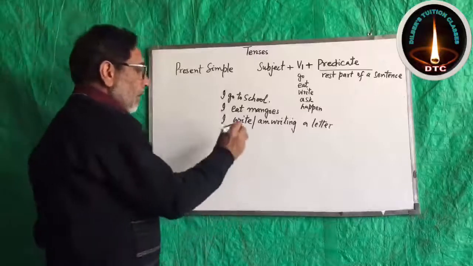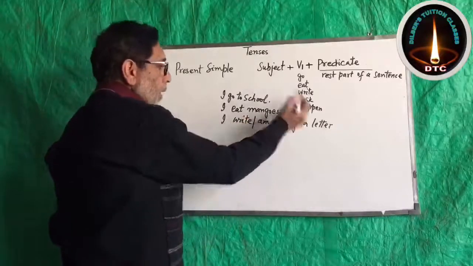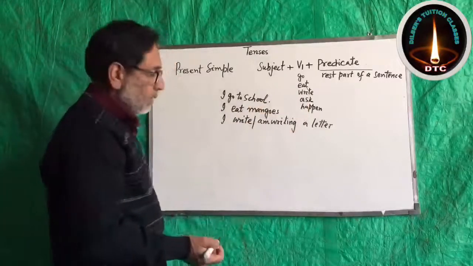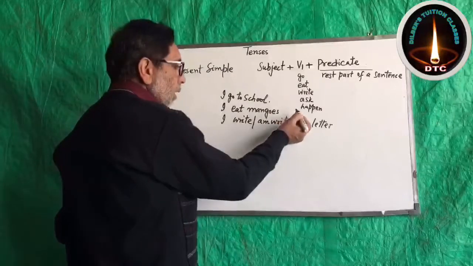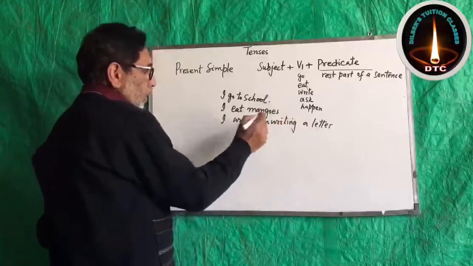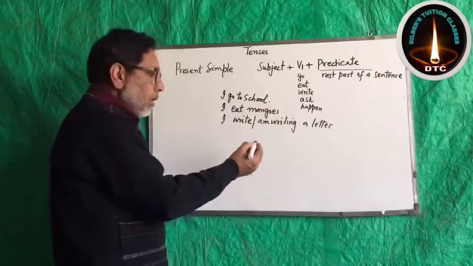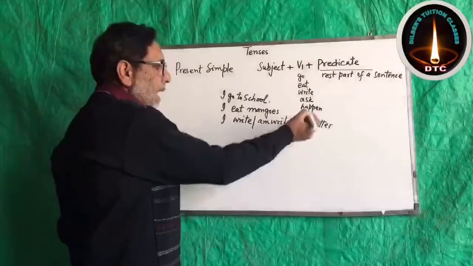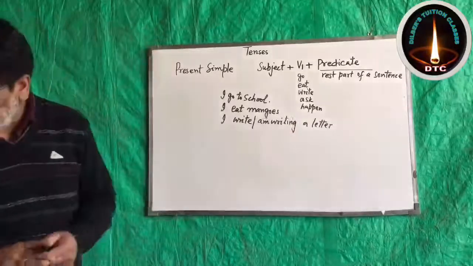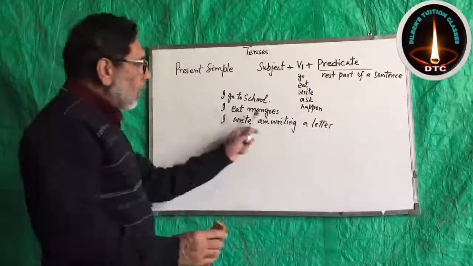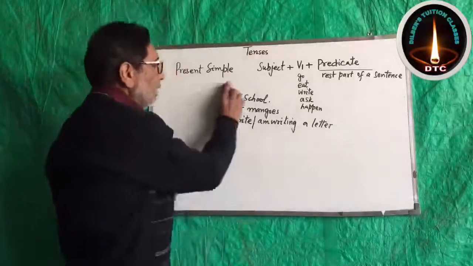If you say, may I ask you a question? Or if you heat butter, it will melt. Accordingly, you can use so many things. So these are the examples of present simple tense.